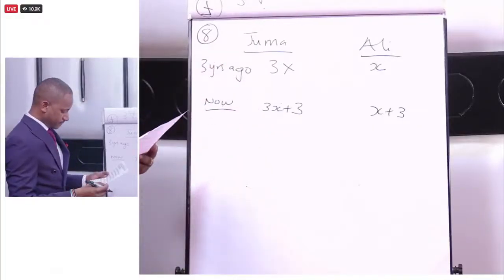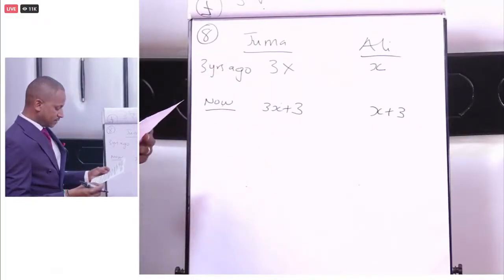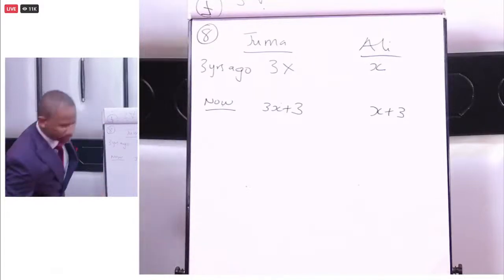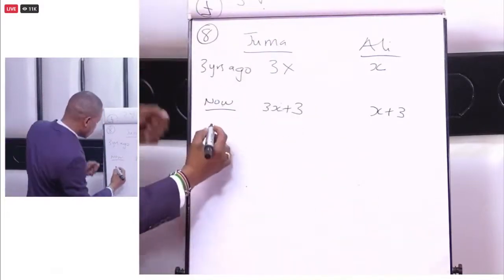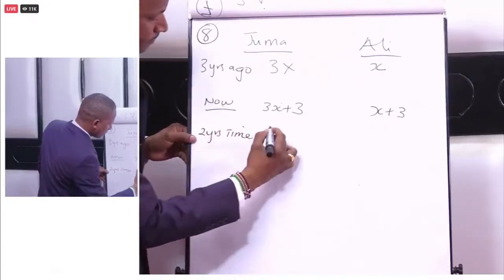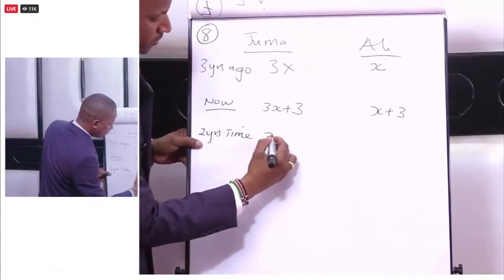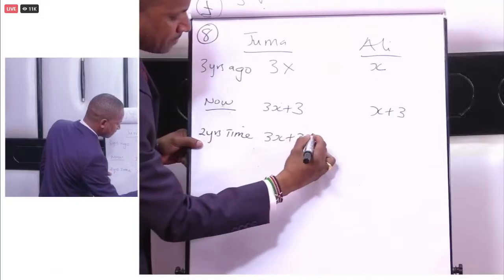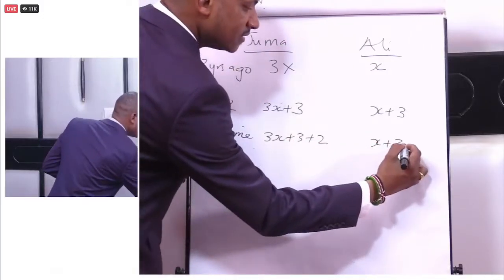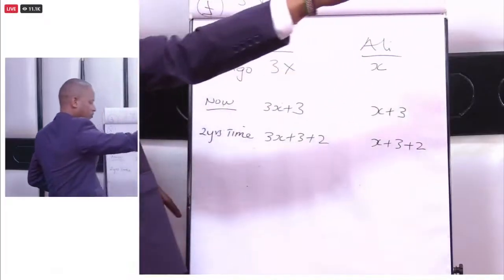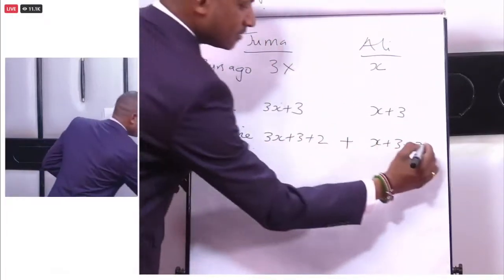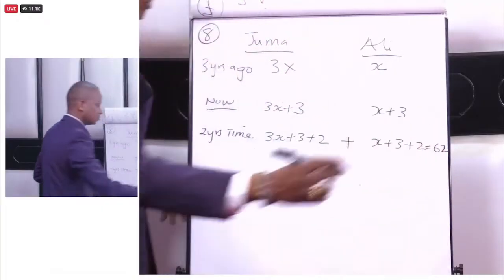Then again, you are told that in 2 years' time, the sum of their ages will be 62. So go to 2 years' time. If now they are this, in 2 years' time, Juma will be 3x plus 3 plus 2, and Ali will be x plus 3 plus 2. When you add the sum of their ages, it will be 62.